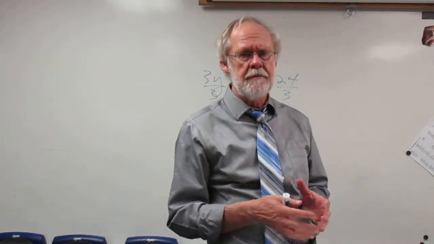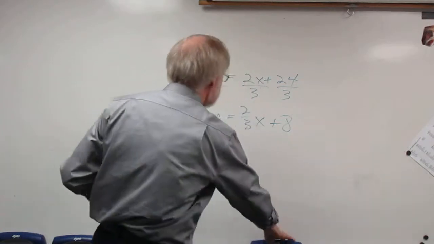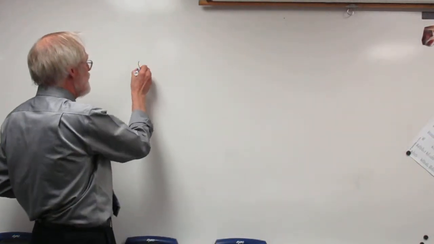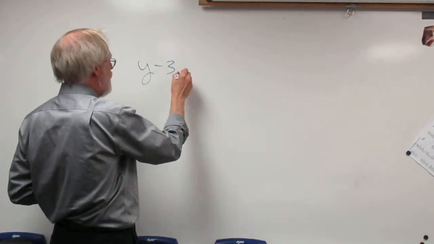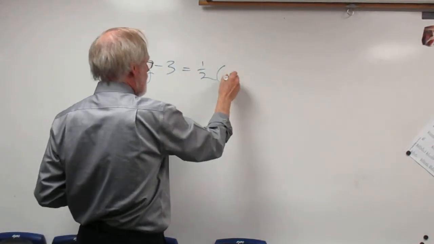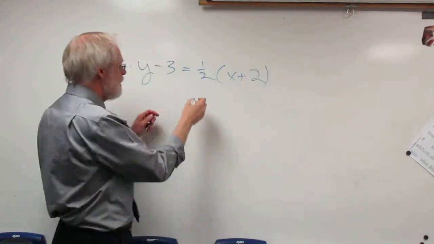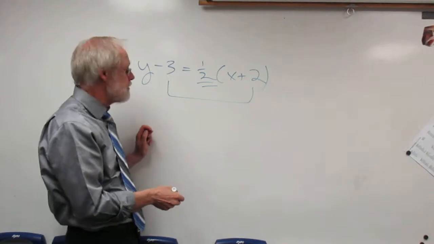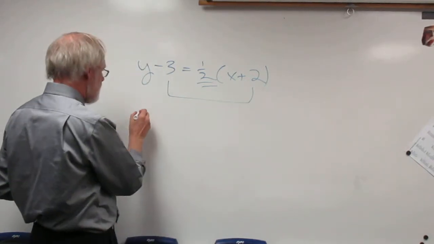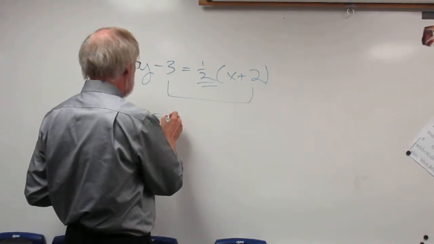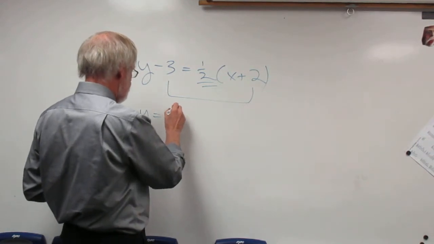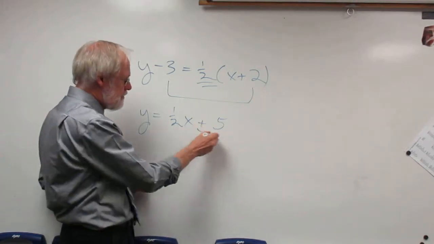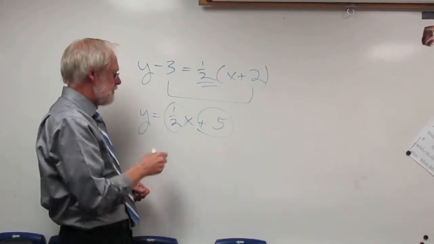One more thing I wanted to mention. It is relatively easy to graph a linear equation from either this form, let's say we had y minus 3 equals 1/2 times x plus 2, because you have a slope and you have a point on the line, in this case negative 2, 3. It's relatively easy to graph it in this form, y equals 1/2 x plus 5, let's say, because you have the y-intercept and you have the slope.